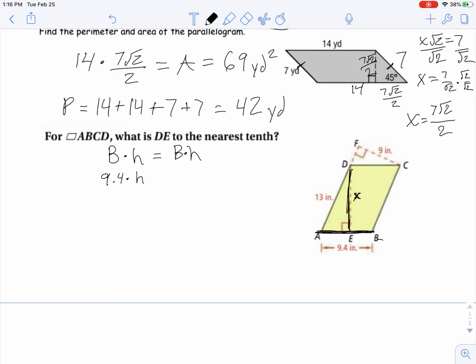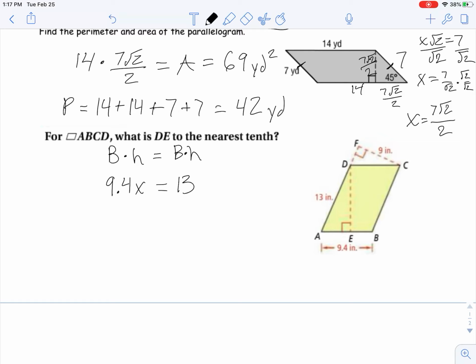9.4 times height. Or, I'm sorry, maybe I'll put x, because we labeled it x. 9.4 times x. I'm going to rewrite that. 9.4 times x. That's a base times a height. Okay. We have another base. Our other base is 13. If I were to tilt this over, it's going to be a little bit more than 90 degrees, but if I turn it over to its side where that 13 was on the bottom, we could call that a base.